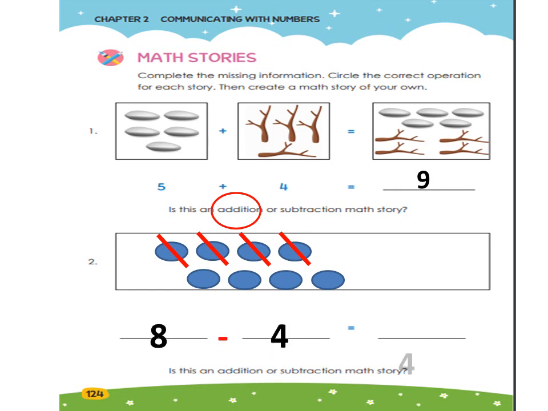Is this an addition or subtraction problem? It is a subtraction because I have a big number and I take away a small number and it gives me a small number. 4 is small. My number gets smaller. So it is a subtraction problem. Circle the word subtraction. Okay, now turn the page.